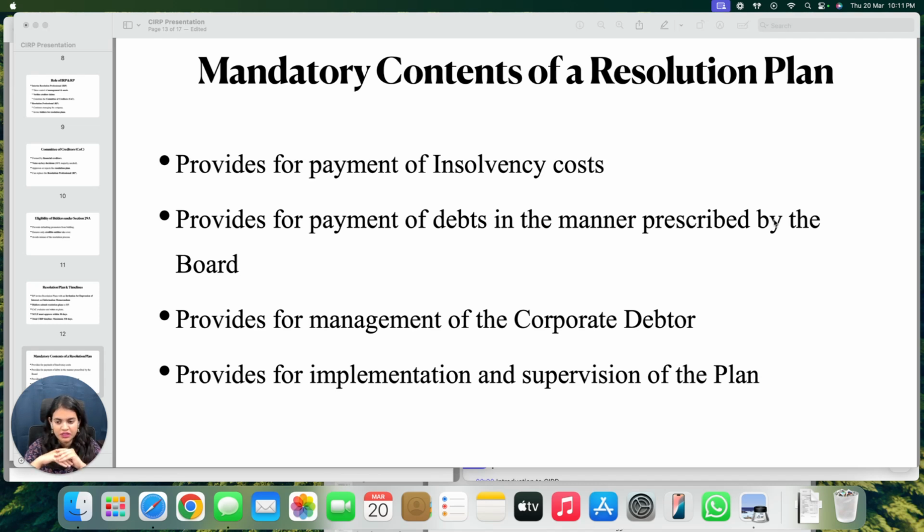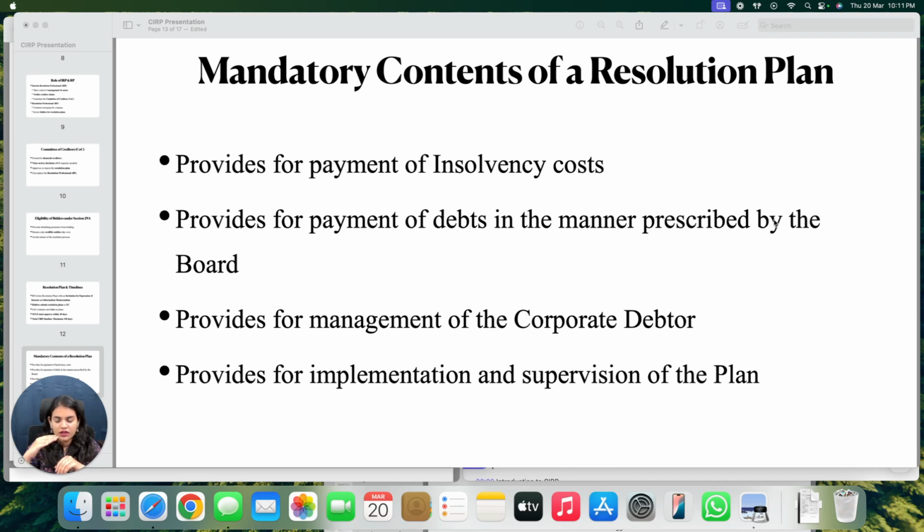That has to be the minimum. It can be over it, whichever is higher. It's either the liquidation value, or if they have provided for some other value in a resolution plan, then the higher value will be taken and that will be provided to the operational creditors in priority over the other creditors.